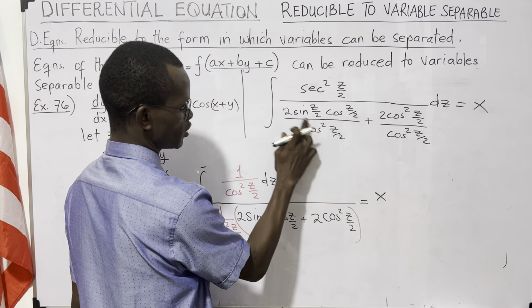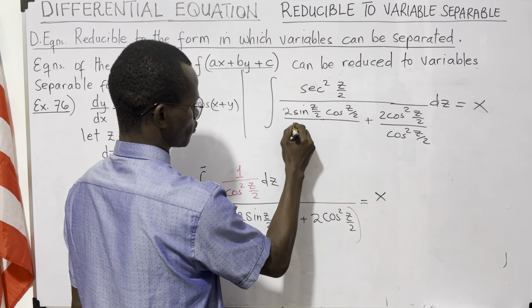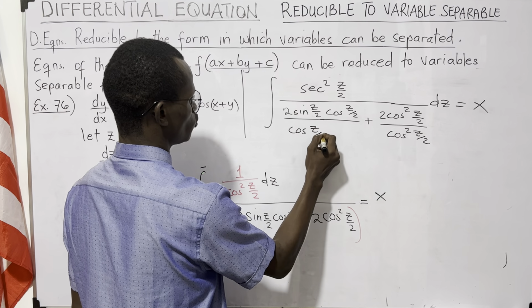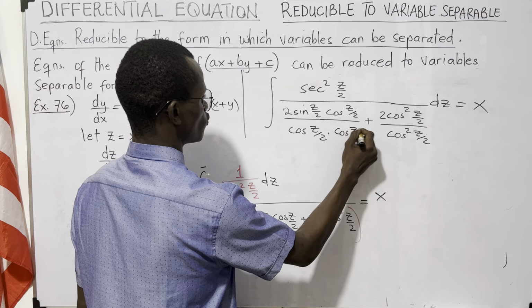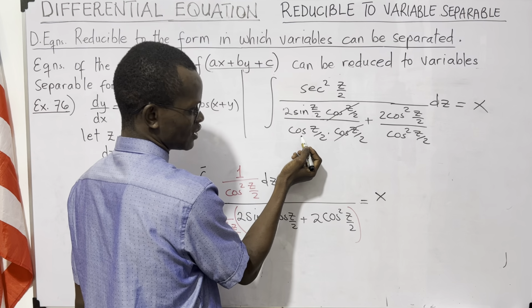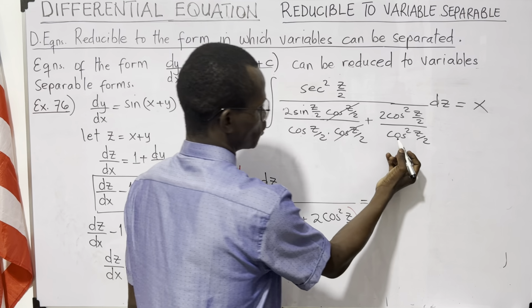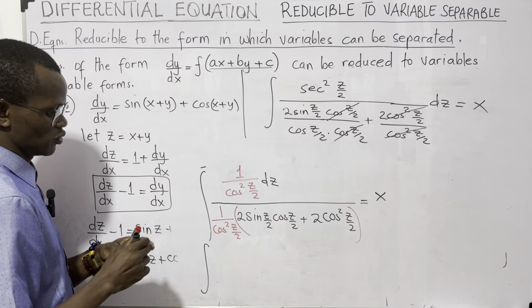Because there are 2 trigonometric functions here, we can separate this cos square by saying cos z over 2 times cos z over 2. We just open it, right? So cos z over 2 cancels this one. Now we know that sine over cos is tangent, right? Also, this cos square and cos square also cancel. So what are we left with?